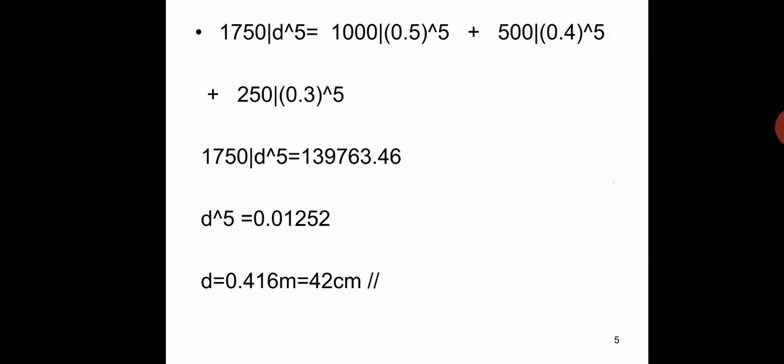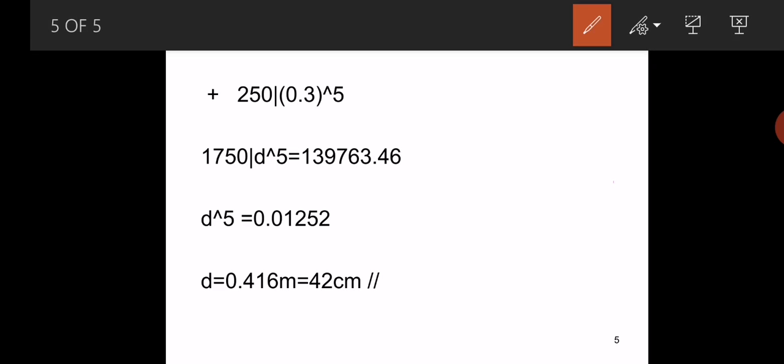Here we have to substitute the above values in this formula. Then we get D to the power 5 is equal to 0.0125252. After simplifying that, we get the D value as 0.416 meters. In centimeters it becomes 42 centimeters. The equivalent diameter of the pipe becomes D is equal to 42 centimeters.